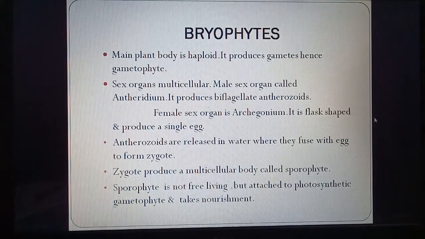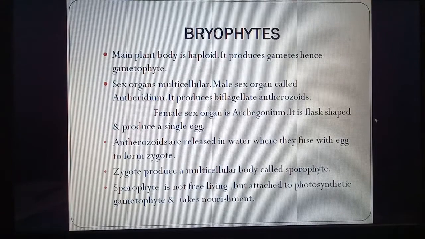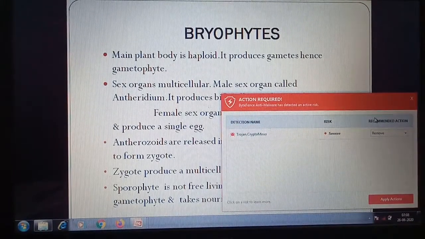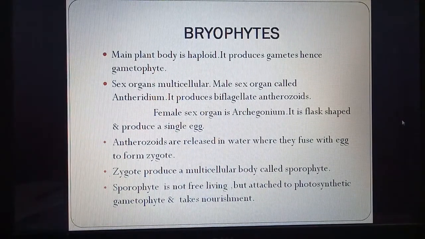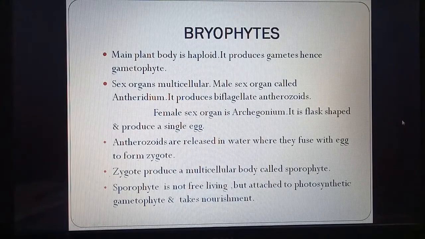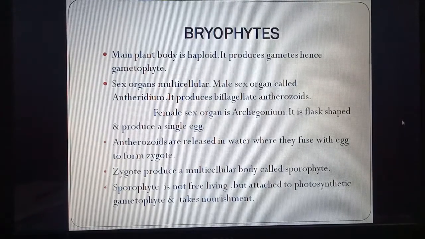The main plant body is haploid. So these plants have a haploid body. Haploid means half number of chromosomes. It produces gametes and hence is a gametophyte. So this body is haploid and it produces gametes. This stage is called the gametophyte stage. So the haploid body is also called gametophyte because gametes are also haploid.